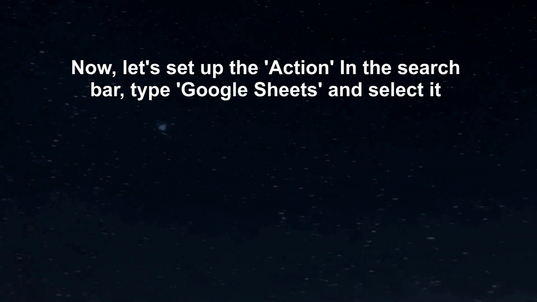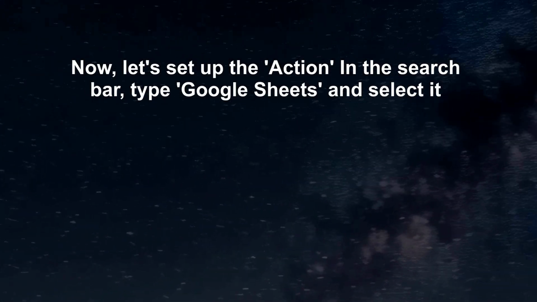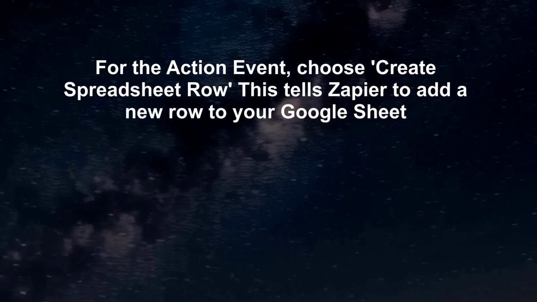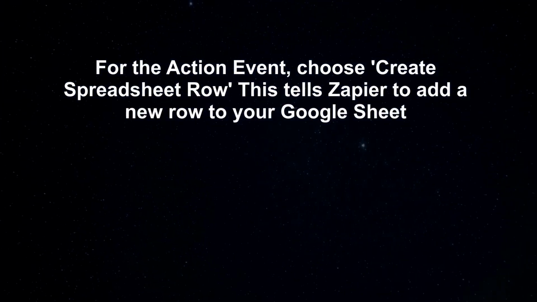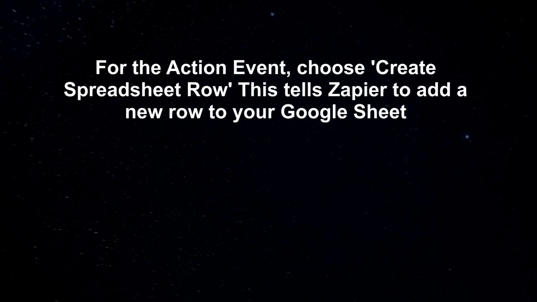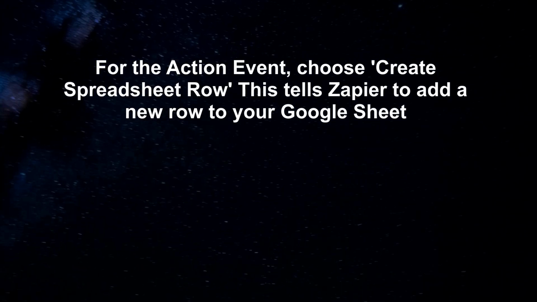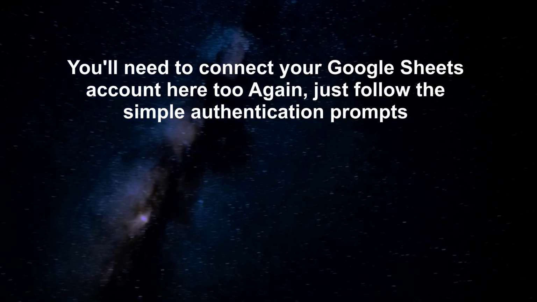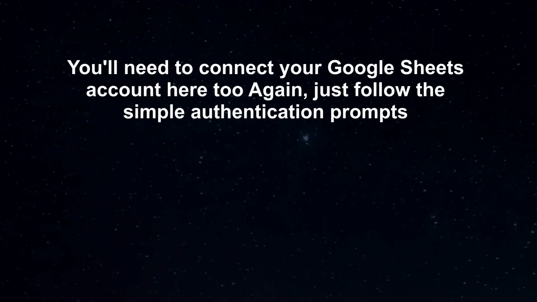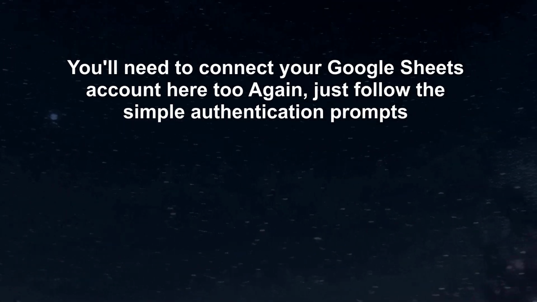Now let's set up the action. In the search bar, type Google Sheets and select it. For the action event, choose Create Spreadsheet Row. This tells Zapier to add a new row to your Google Sheet. You'll need to connect your Google Sheets account here too. Just follow the simple authentication prompts.